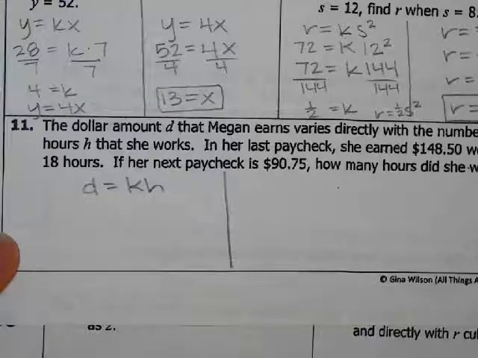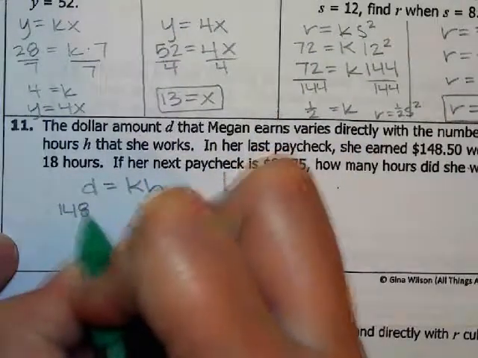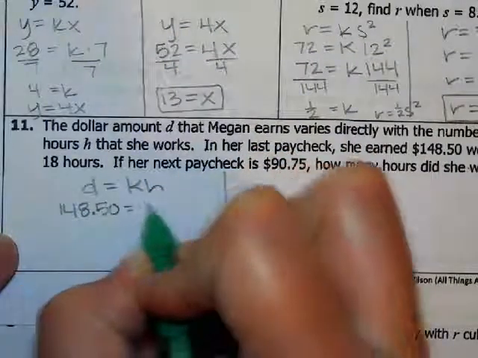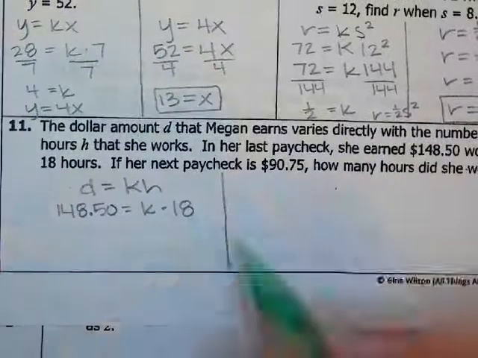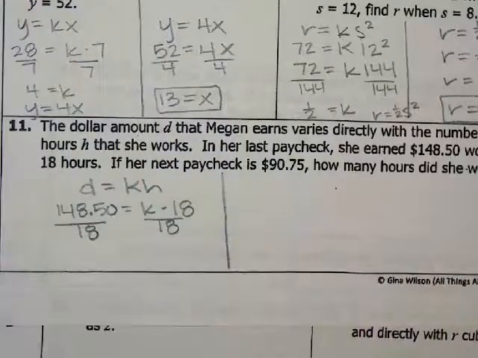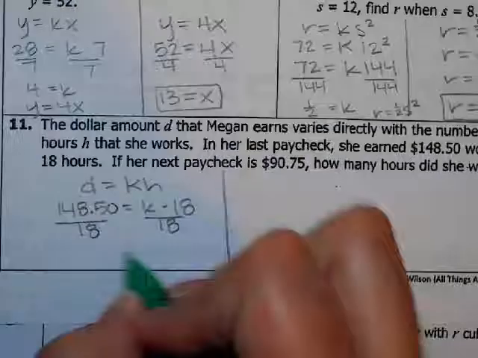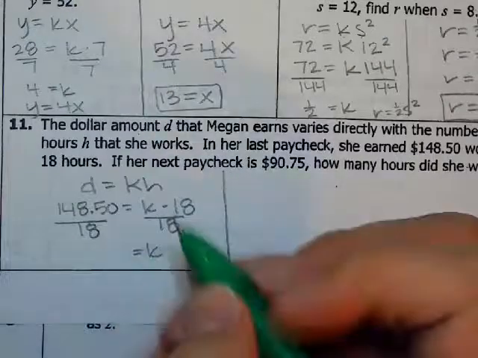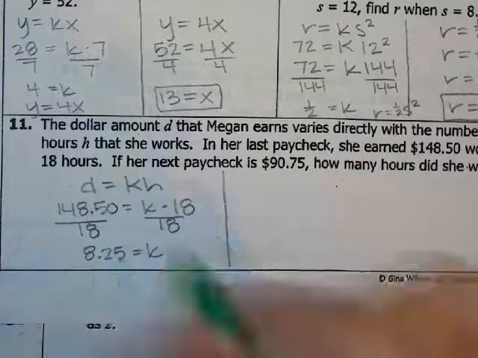So we're going to divide by 18. And K equals 8.25. What does that mean? She must make 8.25 an hour. Okay, so D equals 8.25H.